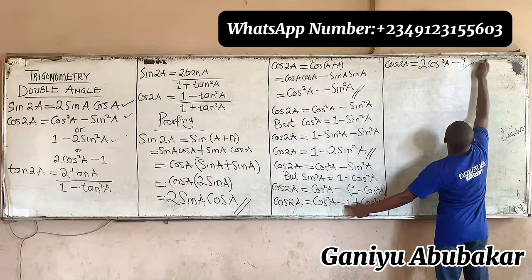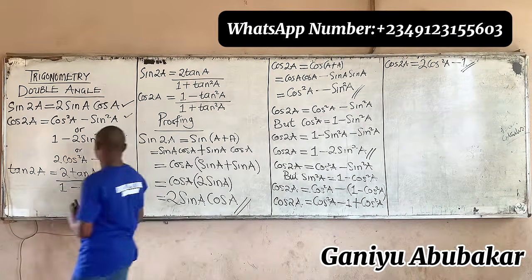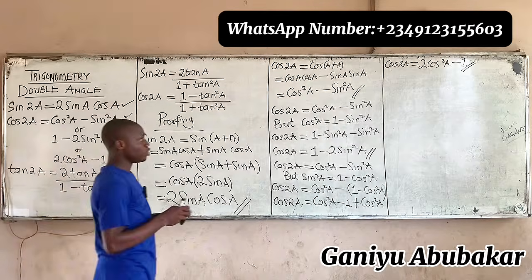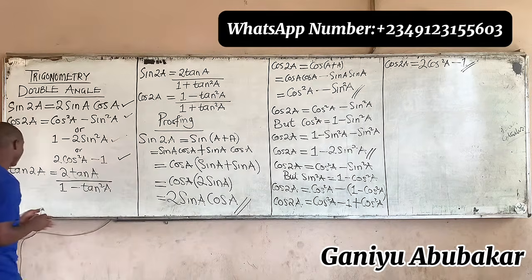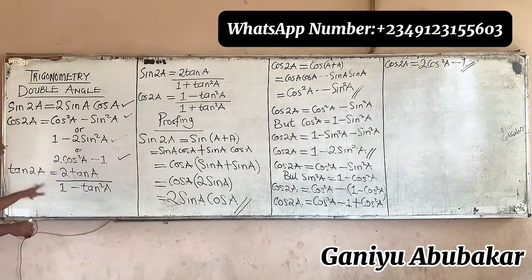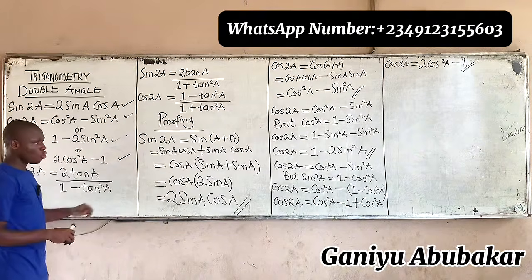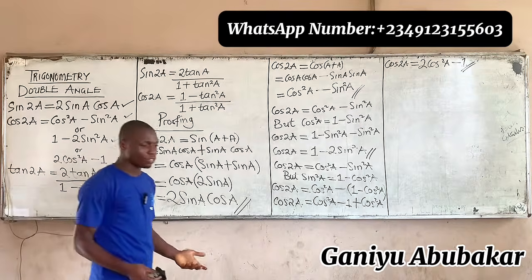So this becomes the third proof that cos 2A is equal to 2 cos squared A minus 1, as you have seen in front of you there. All right, let's look at how we got tan 2A as being equal to 2 tan A all over 1 minus tan squared A. Let's see how that works.